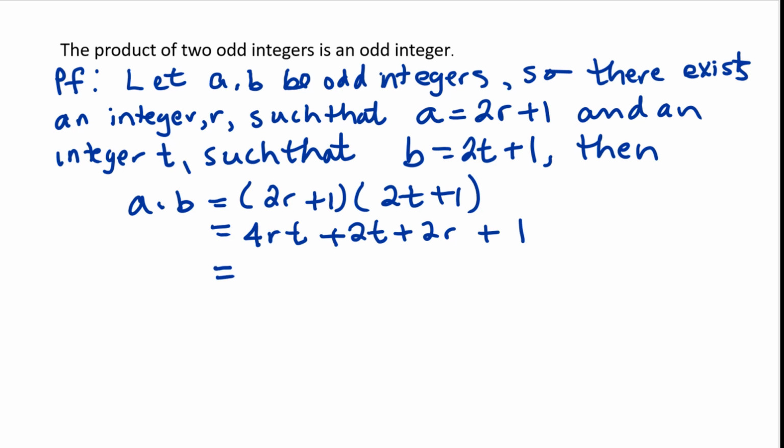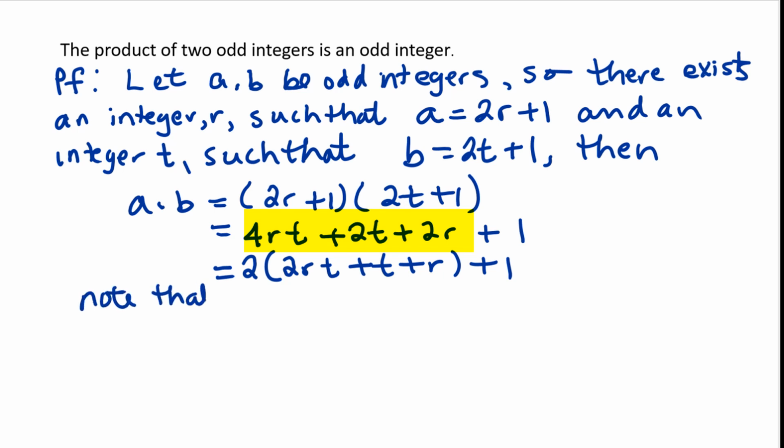We can factor out a 2 from the first three terms. So now we get 2 times (2RT plus T plus R) plus 1. Okay? Let's note that what's in the parentheses, 2RT plus T plus R, is an integer.